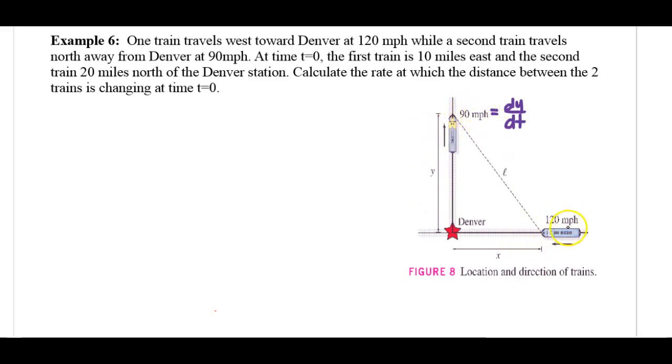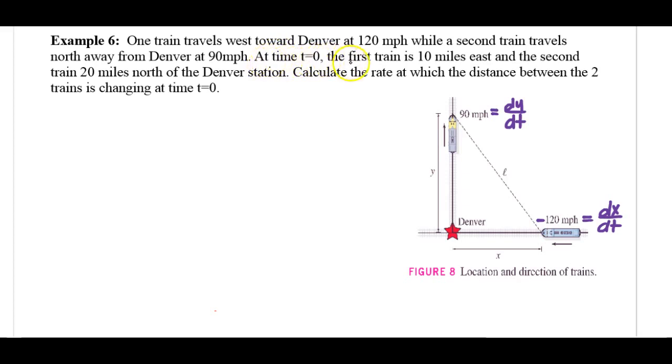As opposed to this train that's traveling west, if I call this distance away from the Denver station x, x is getting smaller. So this quantity I've been given is dx/dt, but it would in fact be a negative quantity because x is getting smaller.